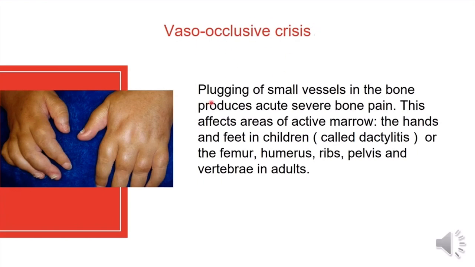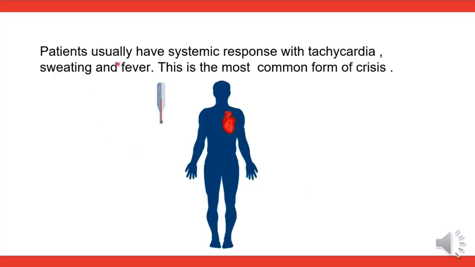Vaso-occlusive crisis means plugging of small vessels in the bone, which produces acute severe bone pain. This will affect areas of active marrow, like the hands and feet in children, which is called dactylitis, or the femur, humerus, ribs, pelvis, and vertebra in adults. Patients usually have a systemic response with tachycardia, sweating, and fever. The vaso-occlusive crisis is the most common form of crisis in sickle cell disease.